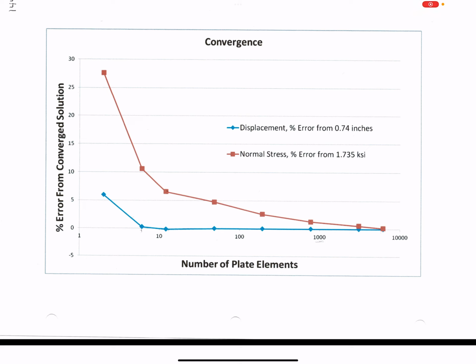So the reason for that is because stress is a derivative of displacement.